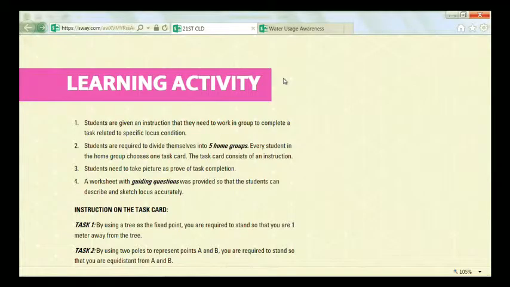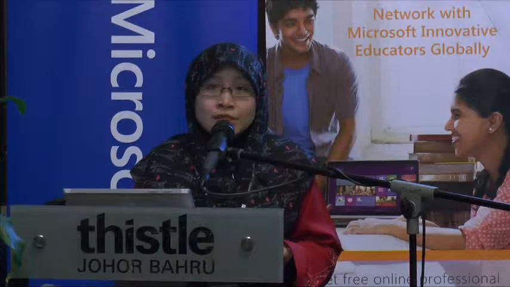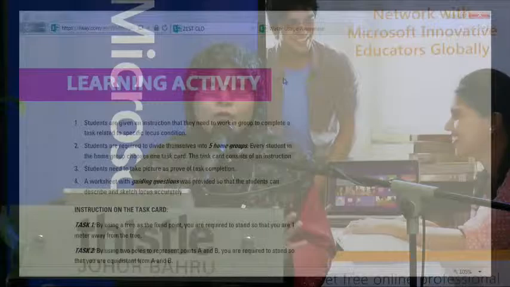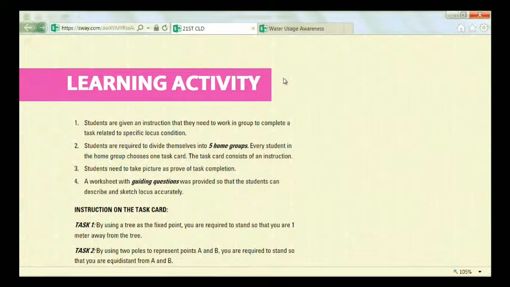The first thing they need to do is to divide themselves into 5 home groups. Every student in the home group will receive a task related to the 4 specific locus conditions. So they are given a task card, each one of them from the home group. The task card, if I can show you here.